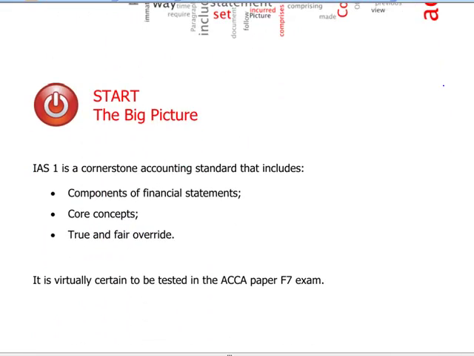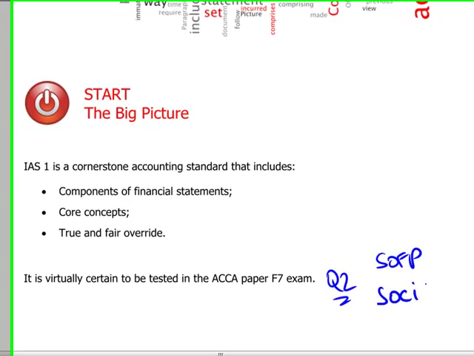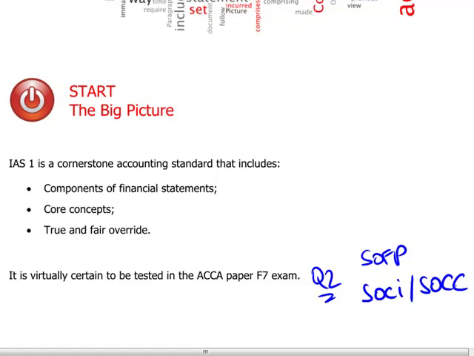We'll look now at chapter 2, which basically talks about IAS 1, the presentation of financial statements. IAS 1 is a cornerstone accounting standard which is fairly relevant at F7. Question 2 in the exam will be based on IAS 1. You will be asked to produce a set of financial statements, meaning either a statement of financial position or a statement of comprehensive income, together with a statement of changes in equity, starting from a trial balance.